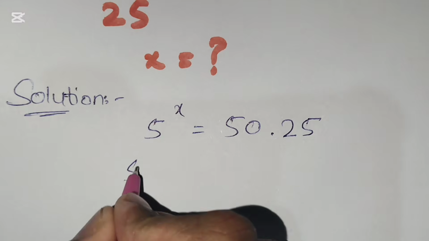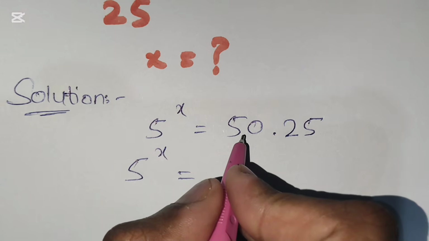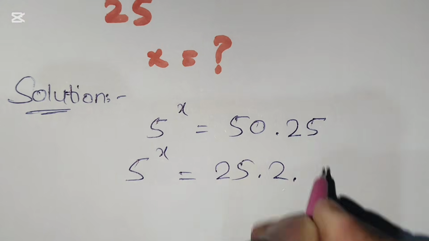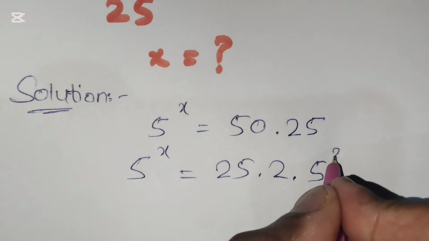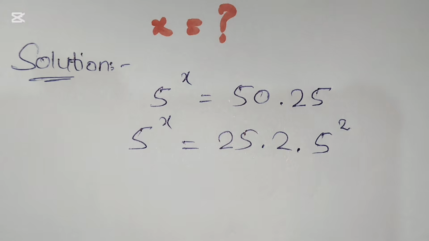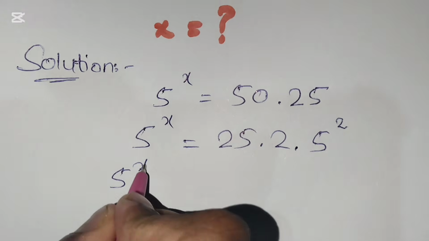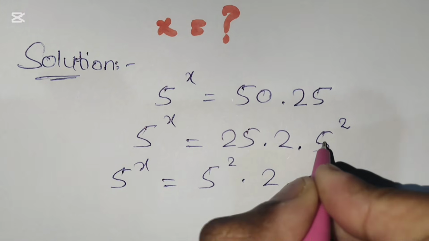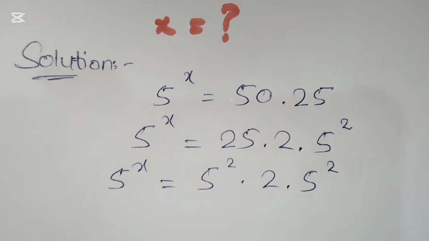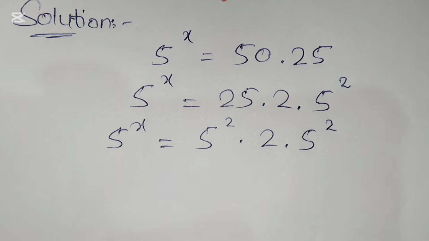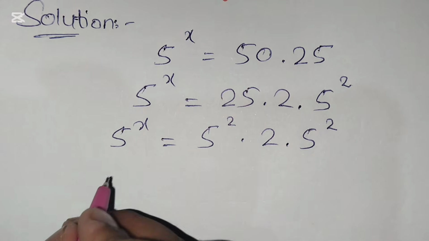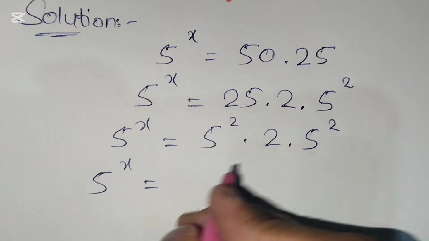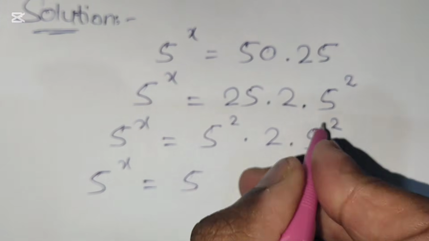We can write this as 5 power x equals 50, which can be written as 25 into 2, and 25 can be written as 5 square. Moreover, it is 5 power x equals 5 square times 2 times 5 square. So it will be 5 power x equals 2 times 5 power 4, since with the same base, exponents will add: 2 plus 2 is 4.